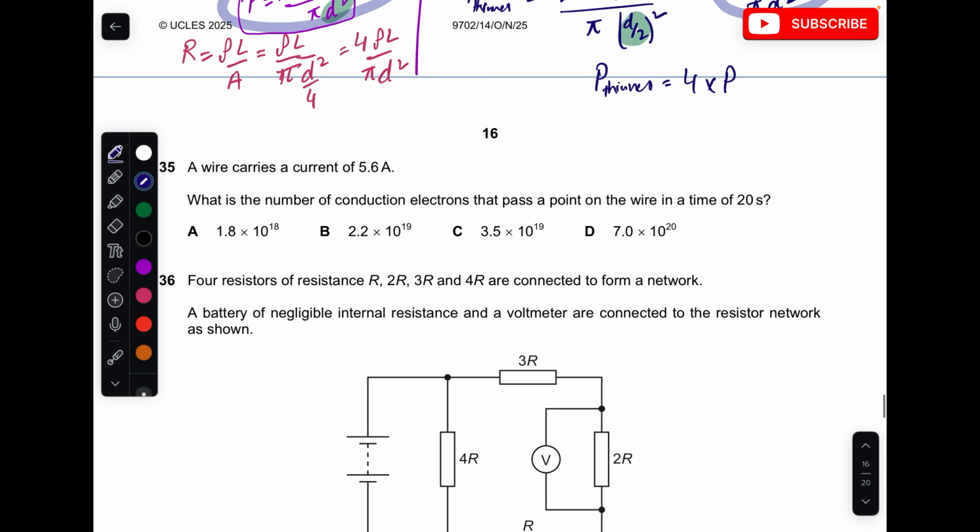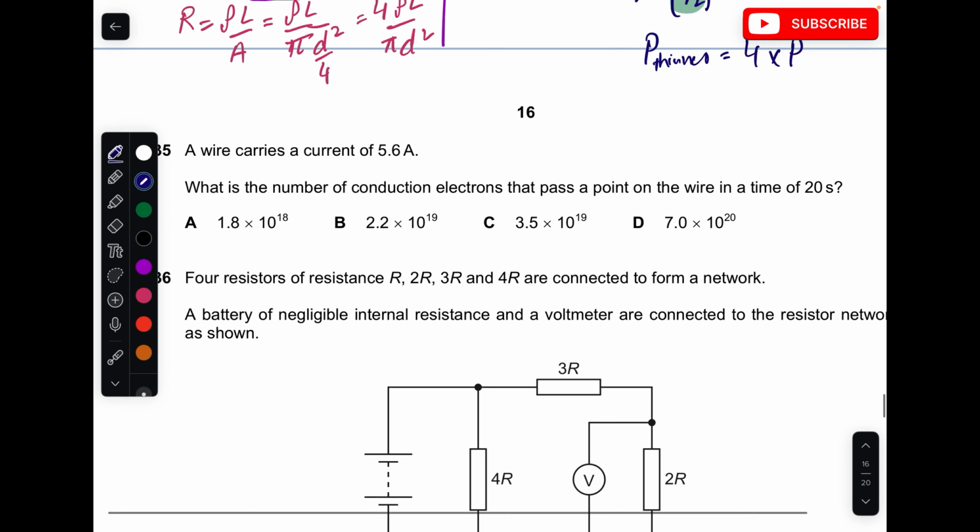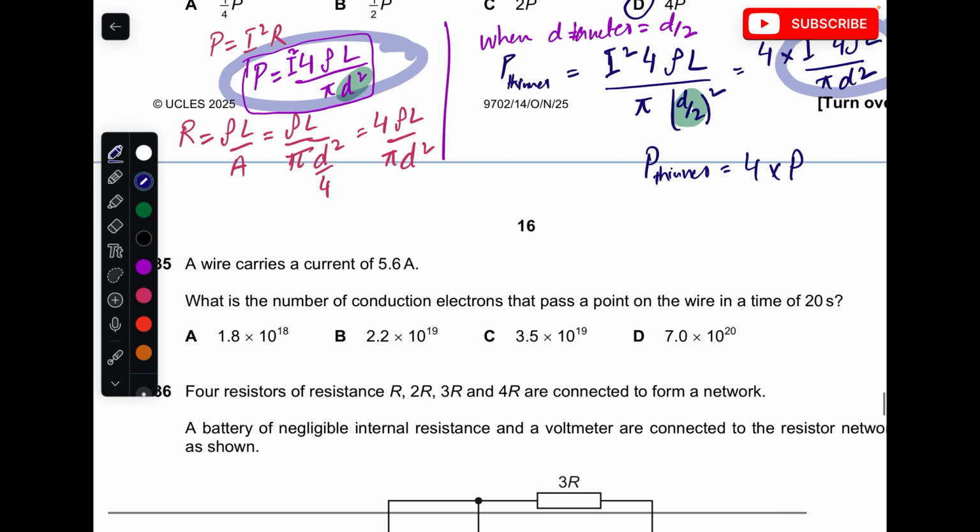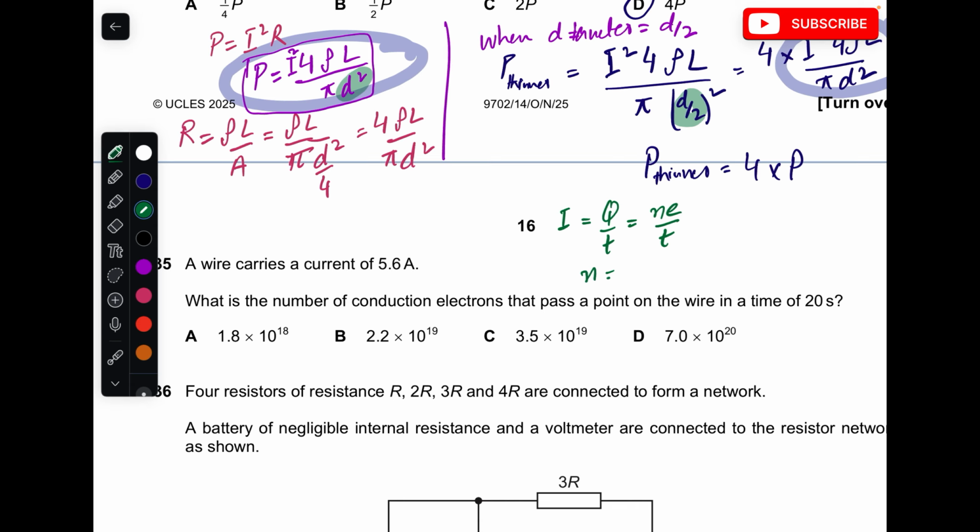Moving forward, a wire carries a current of 5.6 ampere. What is the number of conduction electrons that pass the point? Okay, so we have to use a basic relation of the current. I is equal to q over t, and total charge is ne over t. You have to find n. So n can be written as I into t divided by e. I is 5.6, time is 20, and e is the constant charge on electron, 10 power minus 19. Solving this, you will get 7 into 10 raised to power 20. It's option D.